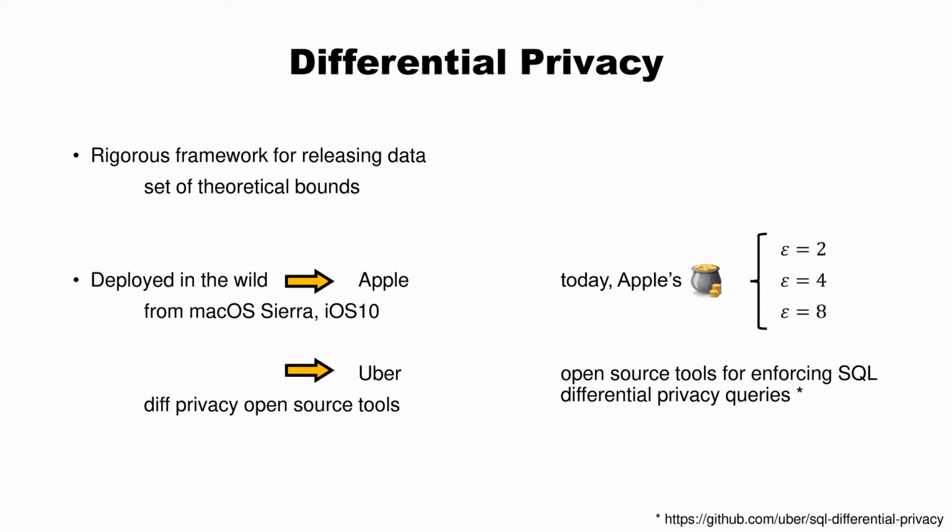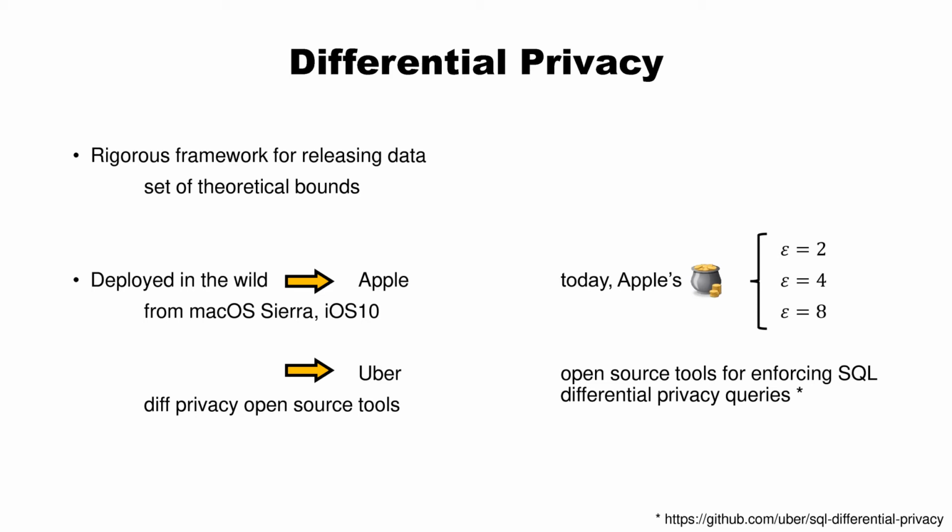Also, differential privacy is deployed in the wild. Implementations of differential privacy were also deployed by large companies such as Apple, which has it in its operating systems since macOS Sierra and iOS 10. When collecting data from the iPhone platform, Apple used different values for epsilon, from 2 to 8, depending on which category of data it's looking at.